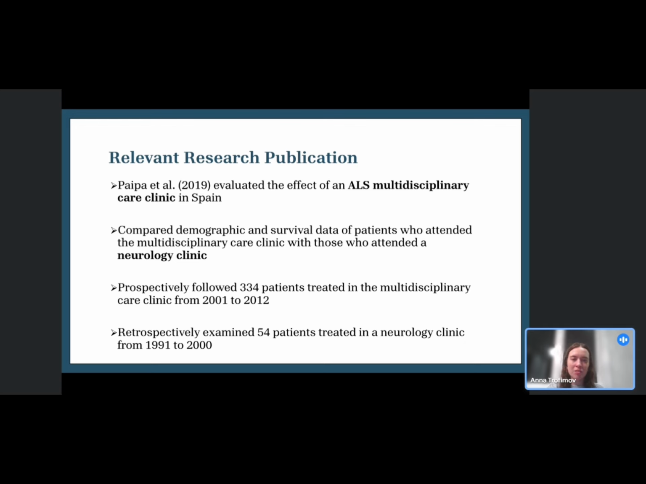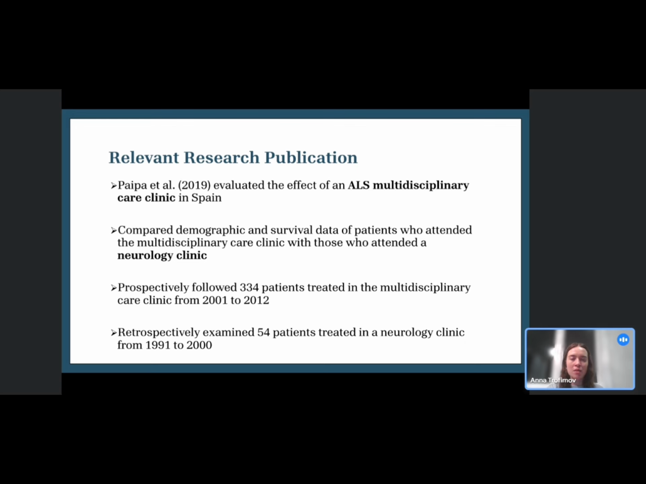To examine the effectiveness of the multidisciplinary care program, researchers compared demographic and survival data of patients who attended the multidisciplinary care clinic with those who attended a neurology clinic. The researchers prospectively followed 334 patients with probable or definite ALS who were treated in the multidisciplinary care clinic from 2001 to 2012. In contrast, 54 patients with probable or definite ALS were observed retrospectively from 1991 to 2000. These patients did not receive multidisciplinary care and were treated by a general neurologist at a neurology clinic.